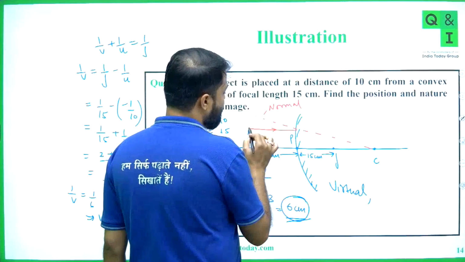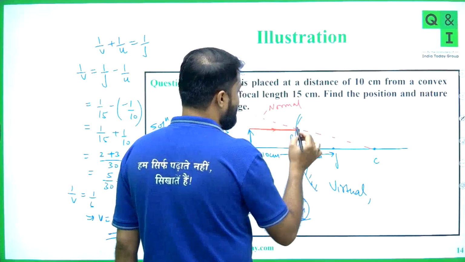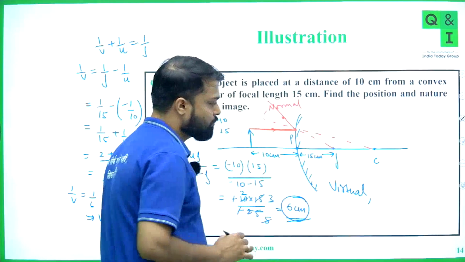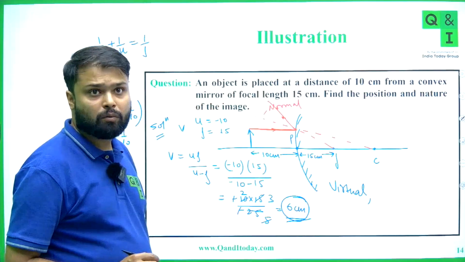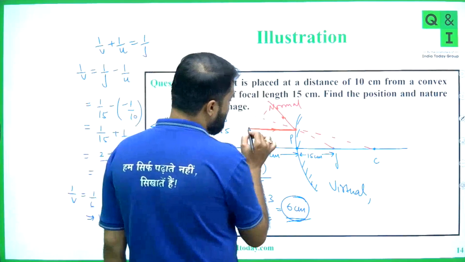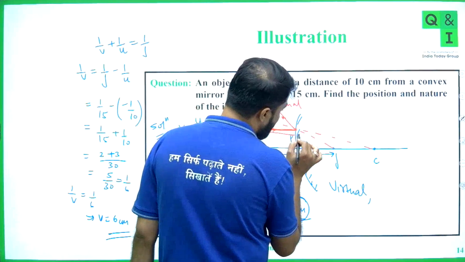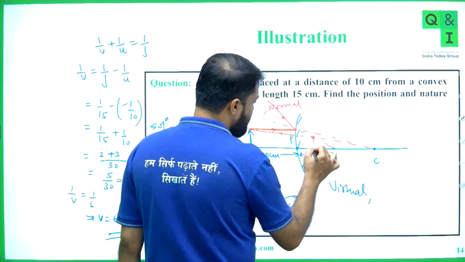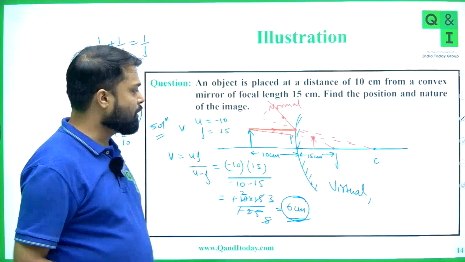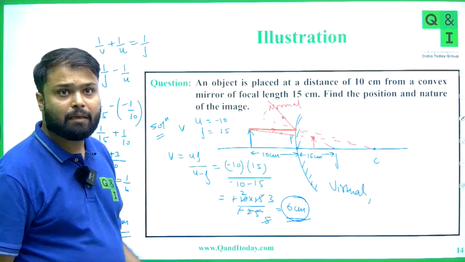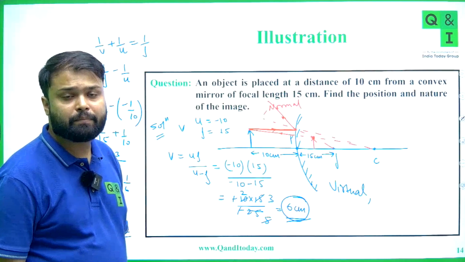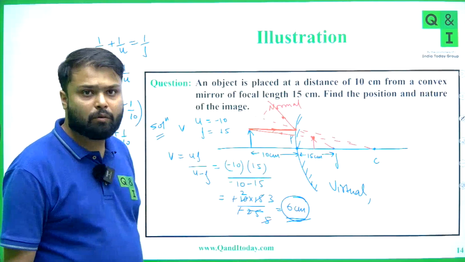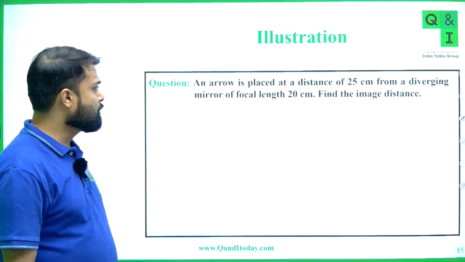Okay. Now, if a ray is parallel to the principal axis, after reflection it will appear to pass through the focus. Yes or no? And if the second ray is passing through the center of curvature, it will retrace its path. So the image will form somewhere here. Yes or no? So it is virtual and erect. Is this clear? Yes, sir. Later on, we will talk about magnification. Okay. Solve this question.